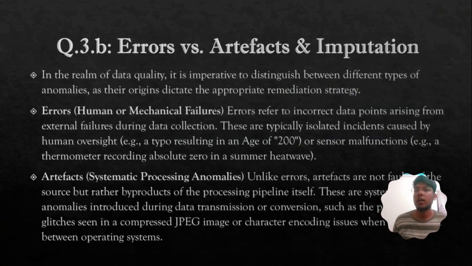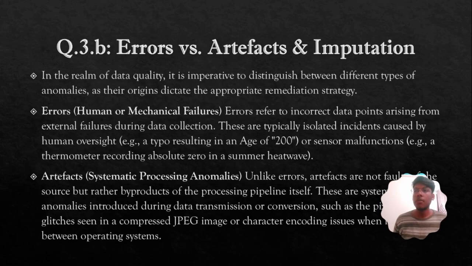Errors and artifacts and imputation. In the realm of data quality, it is imperative to distinguish between different types of anomalies, as their origins dictate the appropriate remediation strategies, where errors are human-made or mechanical failures, and artifacts are systematic processing anomalies.